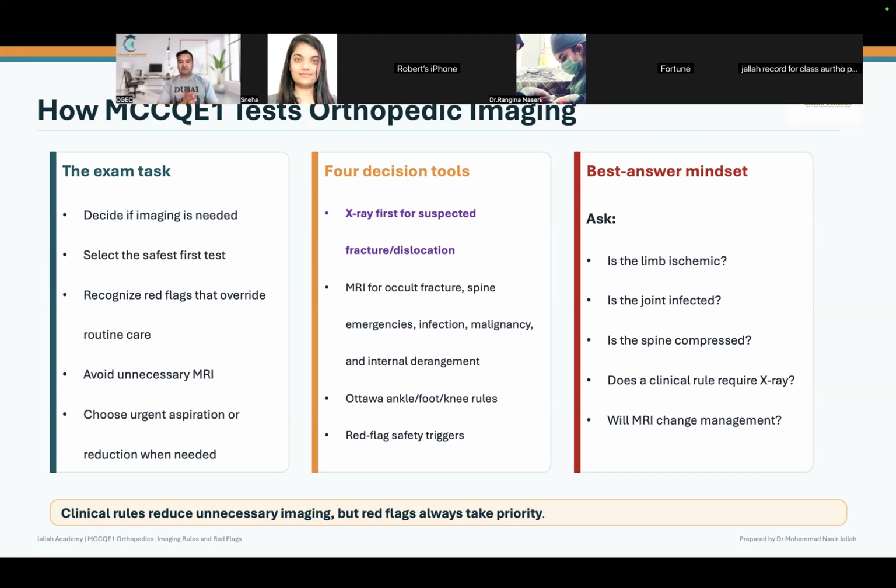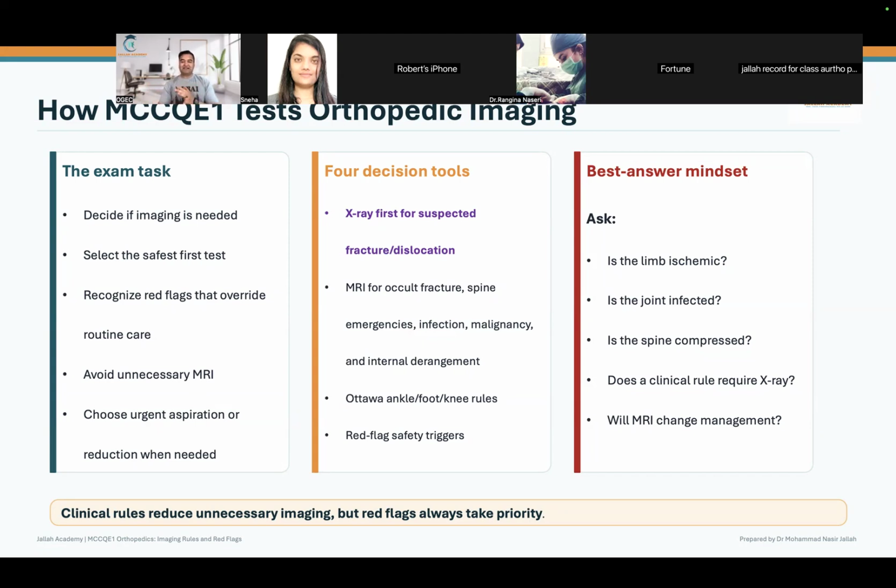So recognize the red flag. If there is a red flag, obviously you have to include the imaging. If there is not, most of the time you don't have to, unless you suspect a fracture, suspect a dislocation, or suspect an infection or inflammation. Avoid unnecessary MRI, obviously. We don't want to use government money for no reason, and also expose the patient to unnecessary investigation. Choose urgent aspiration or reduction when needed.